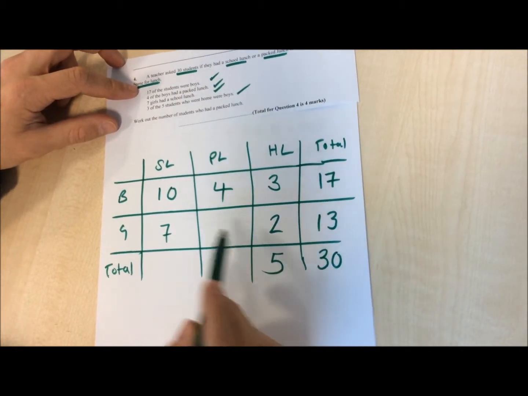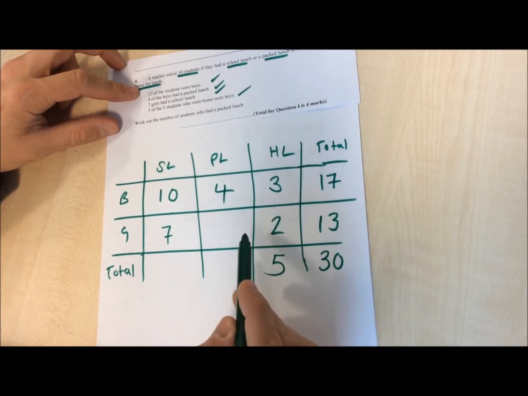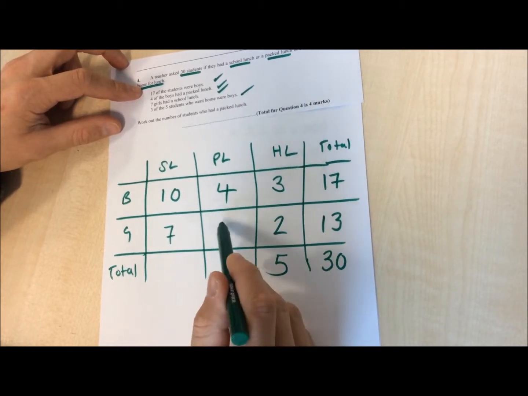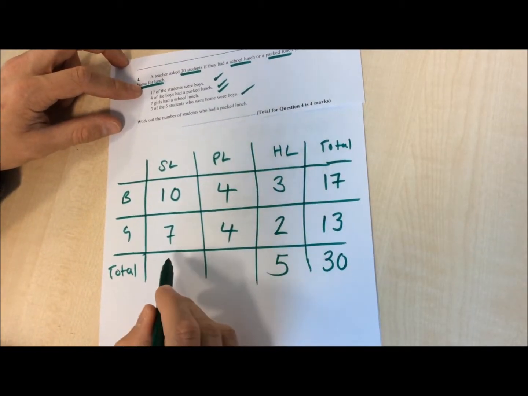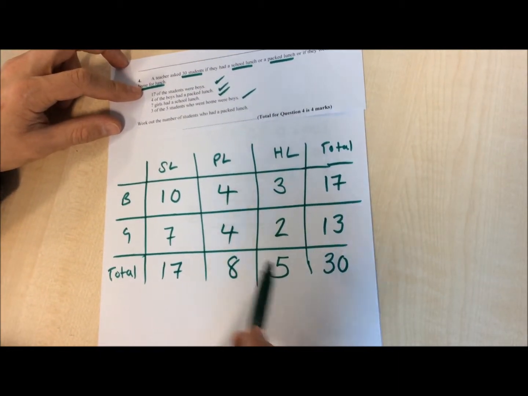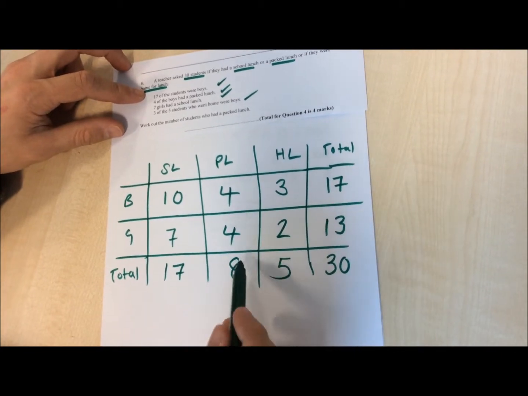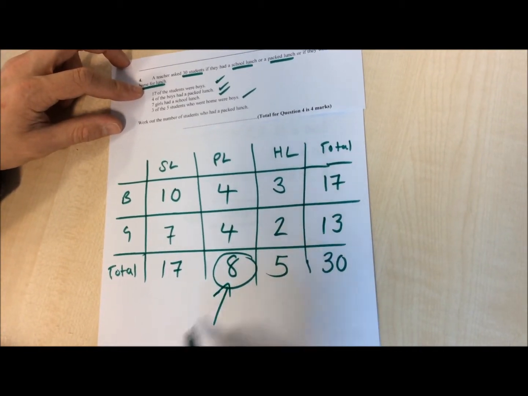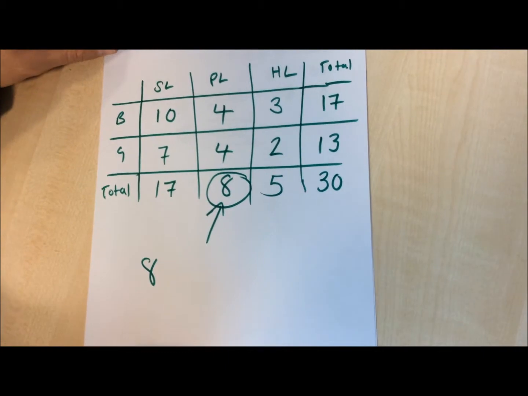And then finally, 7 add 2 is 9, so what do you have to add on to 9 to get to 13? 4. So just for completion, I'm going to complete the table. So we've got 17 there, 10 add 7, 4 add 4 is 8, and now what did it say? Work out the number of students who had a packed lunch. So it's 8 students.